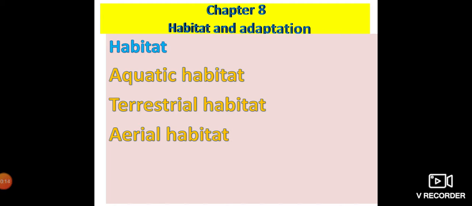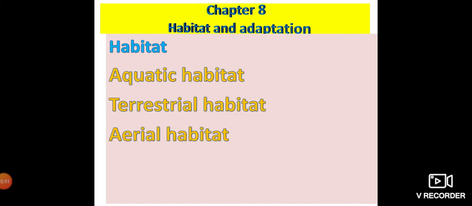And next is terrestrial habitat. Terrestrial means land, that is, the plants and animals living on land. So land is a terrestrial habitat. Here, there are different plants and animals living. There is a large variety of creatures found on land. Compared to water, a large variety of organisms can live on land.